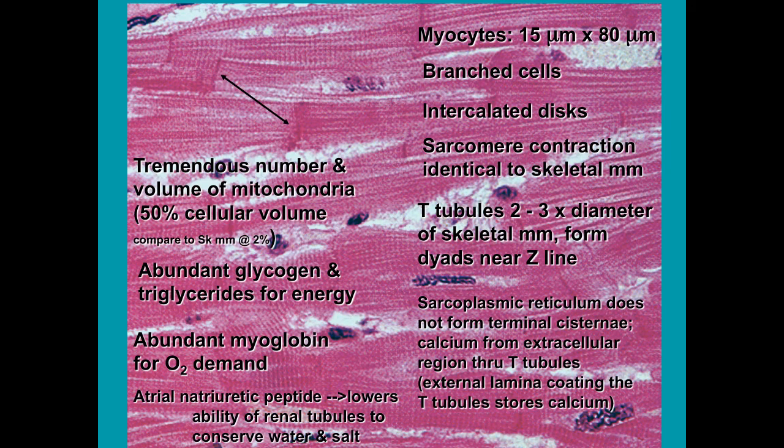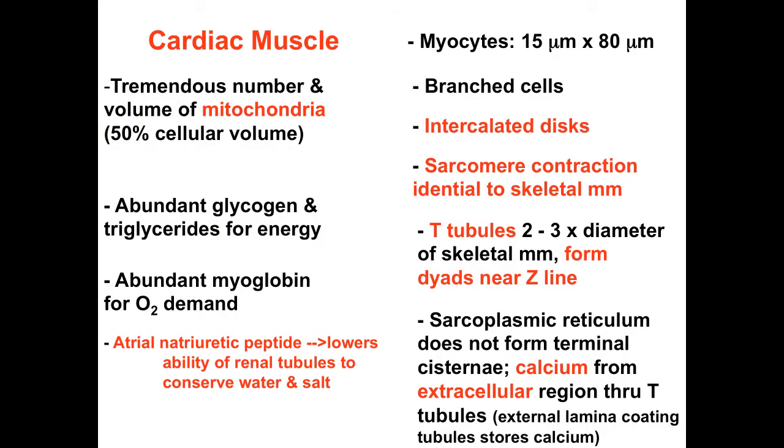There are hormone-like substances produced by cardiac muscle cells. One of them, called atrial natriuretic peptide, is the marker for cardiac muscle. Atrial natriuretic peptide, we'll come back to this when we study the kidney, but it lowers the ability of renal tubules to conserve water and salt. But atrial natriuretic peptide and a related peptide, brain natriuretic peptide, found in ventricular myocytes of cardiac muscle cells, are markers for cardiac muscle cells.